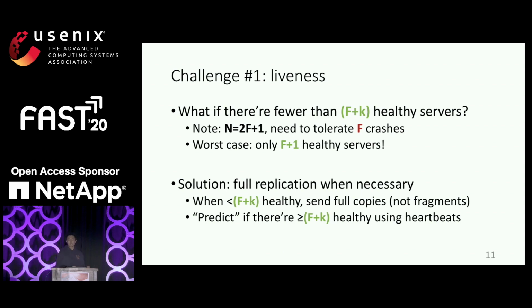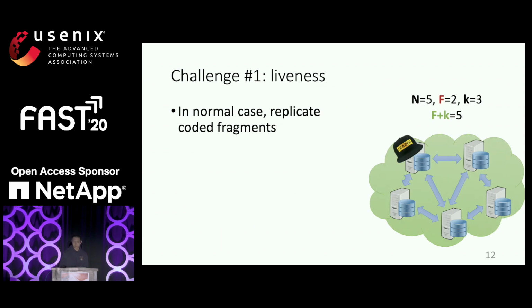Also, the leader does not know exactly how many healthy servers there are, because anyone can crash at any time, right? It will try to predict how many healthy servers there are using the recent heartbeat information, and try to use fragment replication, send out fragments if possible. But it will always fall back to send out full copy of data whenever necessary to guarantee that the system can always proceed, will not lose liveness, even if there are only f+1 healthy servers.